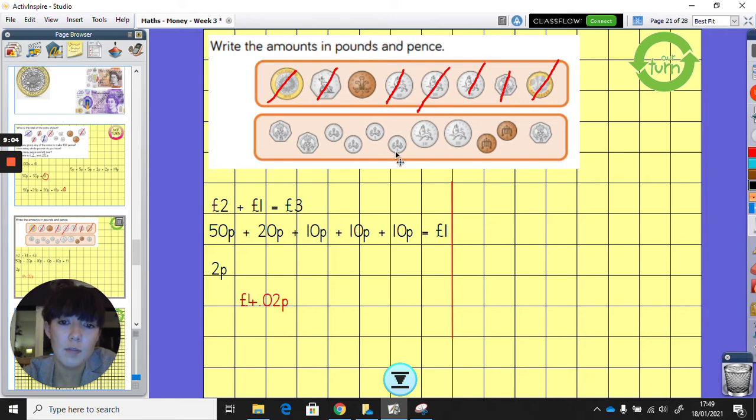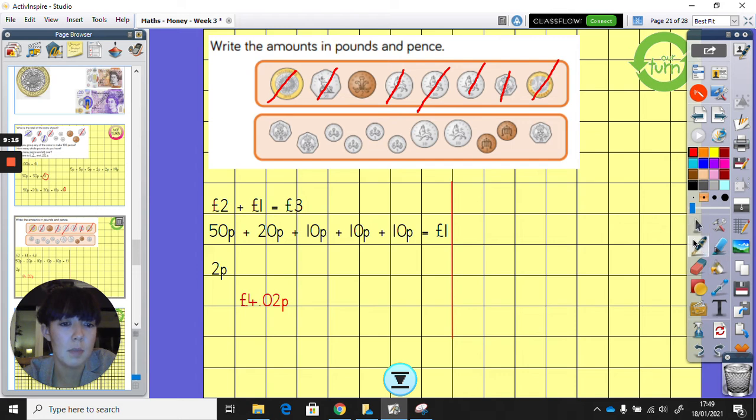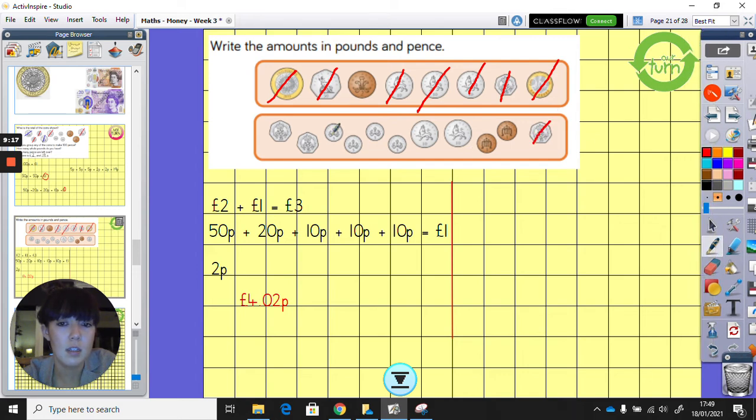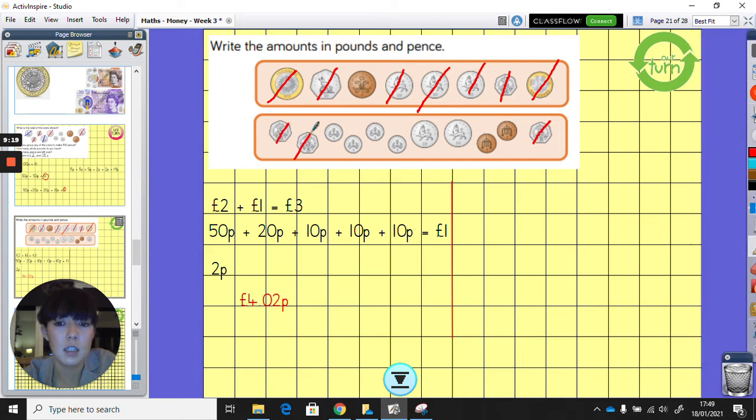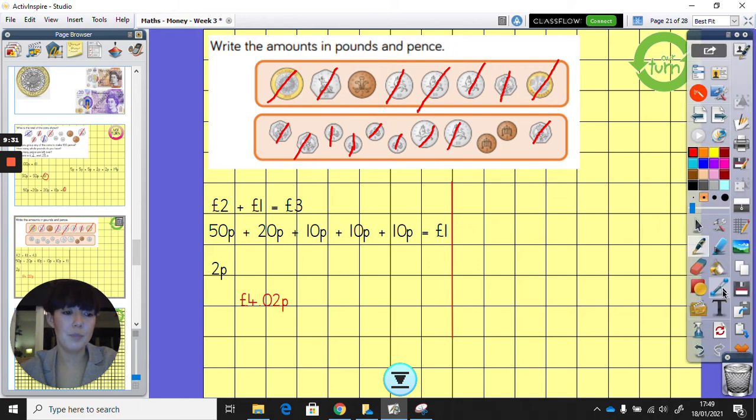So then we need to count in 5. So 85, 90, 95, 100. So we've used loads of coins there, but we have got to 100p. So we've used 20, 40, 60, 70, 80, 85, 90, 95, 100. So we've got 100p there.